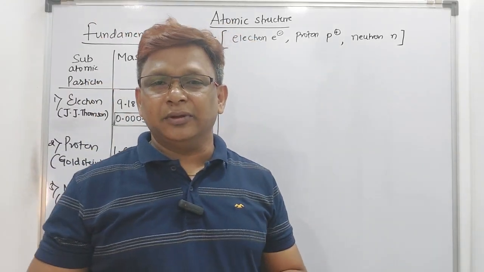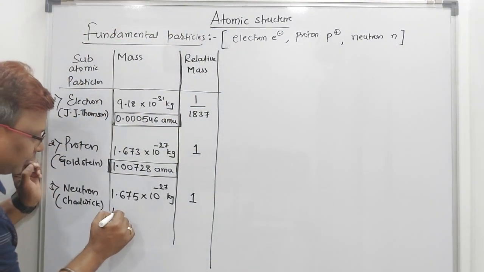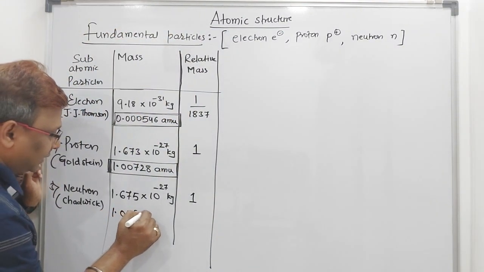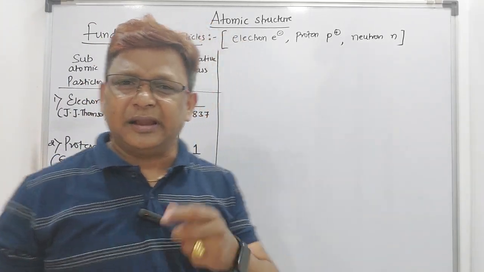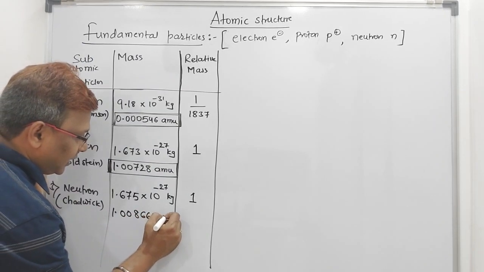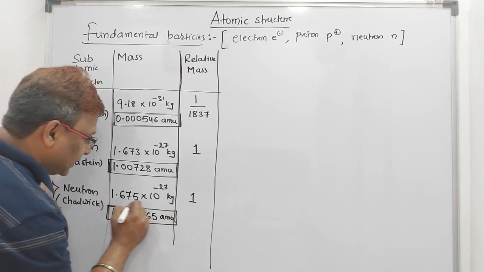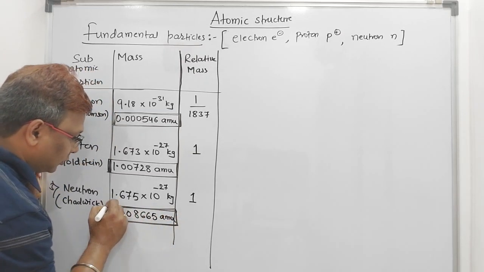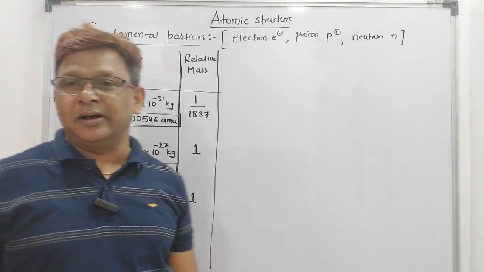1.00728 AMU. Coming to the neutron, it becomes 1.0086 AMU. But in some other books, instead of writing 1.0086, we can write 1.008665 AMU. These are the three values you have to learn by heart: the values of the electron, proton, and neutron given in AMU, relative mass and actual mass also.